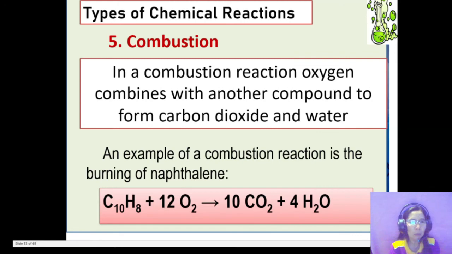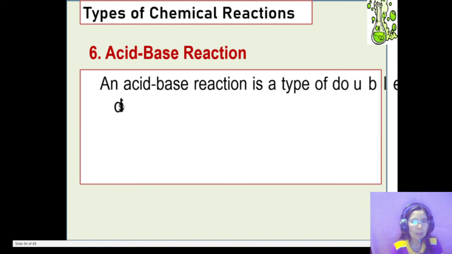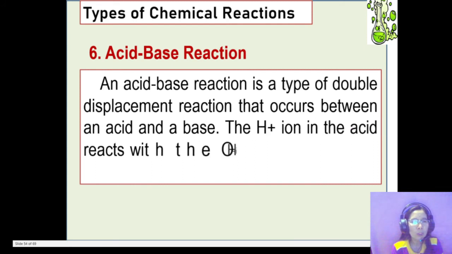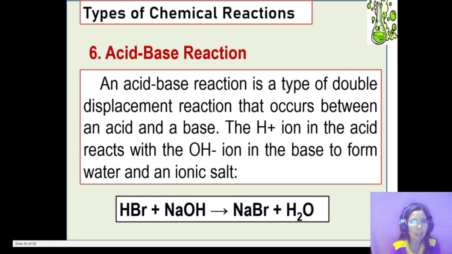How about the last one? We still have one. Who can name it? Excellent. It is the acid-base reaction. Everybody must read what is acid-base reaction. An acid-base reaction is a type of double displacement reaction that occurs between an acid and a base. The hydrogen ion in the acid reacts with the hydroxyl ion in the base to form water and an ionic salt. So, here is an example of this type of chemical reaction. We have hydrogen bromide, or hydrobromic acid, which is an acid, combined with sodium hydroxide, which is a base, forming a salt, sodium bromide, and water. So, acid-base reaction.